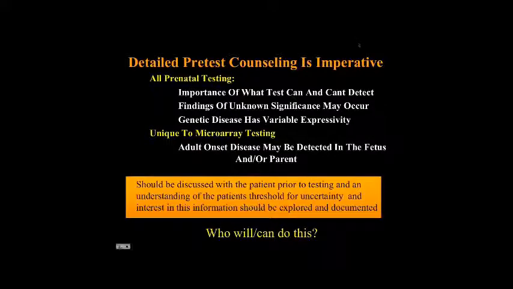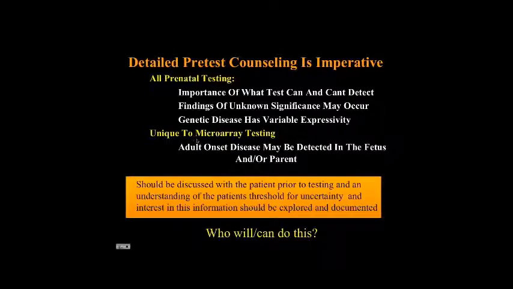We need to talk to them about the importance of what the test can and cannot detect, and that the spectrum for microarrays is certainly wider than it is for karyotype. That findings of unknown significance may occur, but we already know that from karyotyping. As a matter of fact, there are 2 large studies looking at standard karyotyping, and the frequency of variants of unknown significance in that group was about 1%, which is not too different than what we're presently seeing with copy number variants. And third of all, genetic disease has variable expressivity. This is a credo that all of us know and have lived with. So the counseling for microarray, a lot of it is just going to be very, very similar to what we're already talking to patients about.